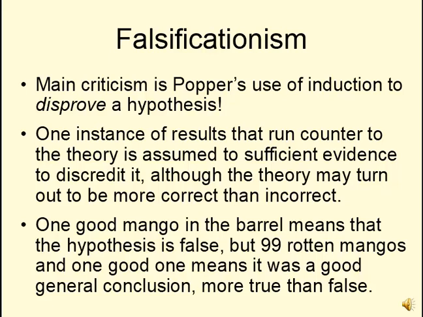So back to the mangoes in the barrel. Even if we pull out one good mango, that means that our hypothesis, all the mangoes in the barrel are rotten, is false. But boy, it was closer to true than not, because we've got 99 rotten mangoes and one good one. So it means that this hypothesis was a good general conclusion, or a good basic guess. It was more true than false, but it's not 100% true.